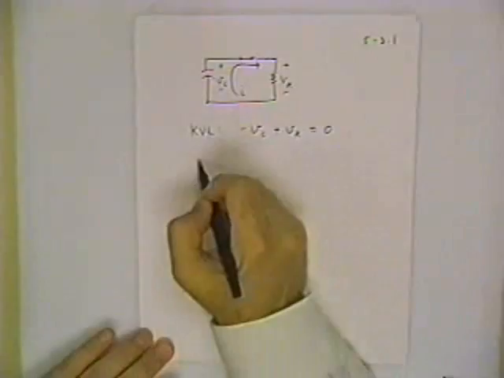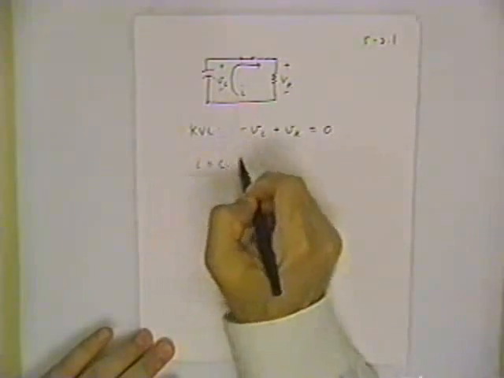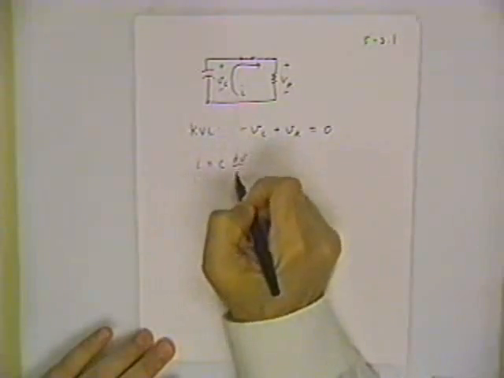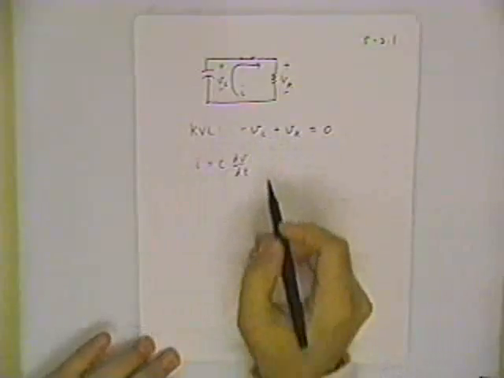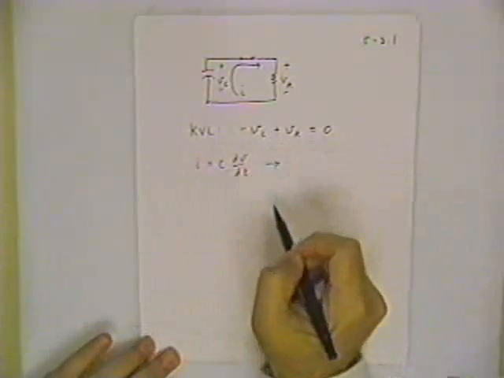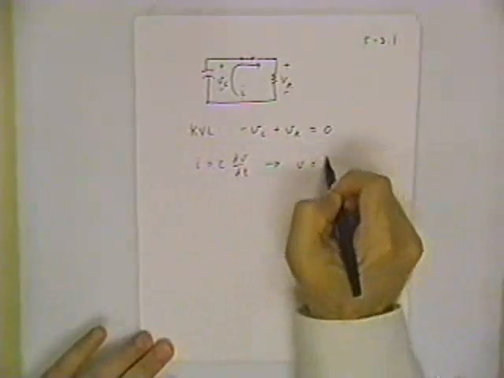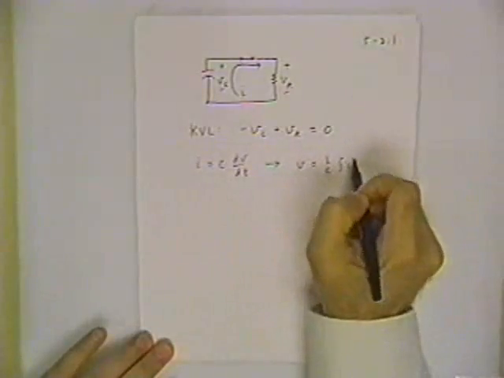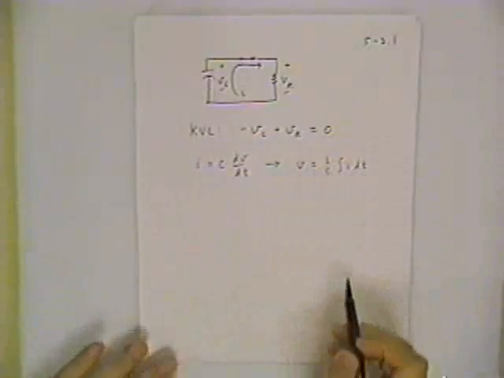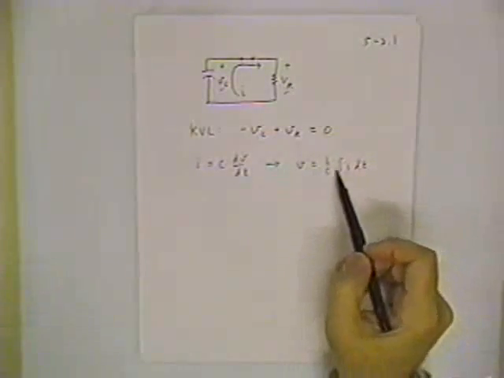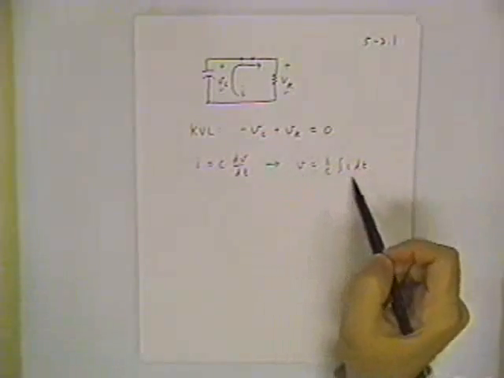Now so far, we've only looked at I equals C dV/dt as a way of describing the voltage-current relationship for a capacitor. But it's pretty clear we could integrate on both sides and have a voltage that's equal to 1 over C integral of I dt. And you've actually seen this equation before.